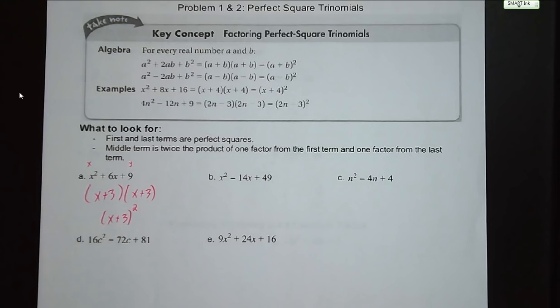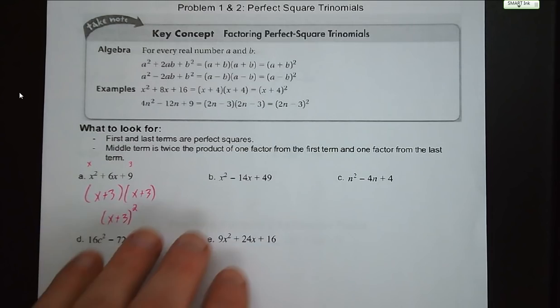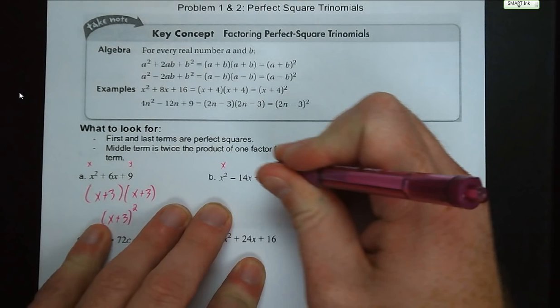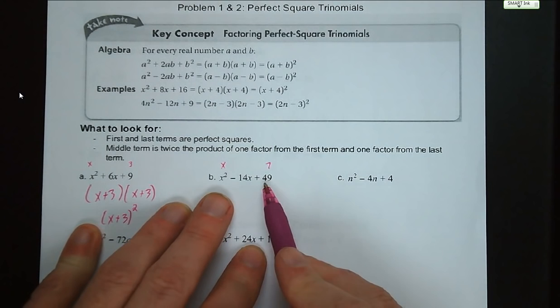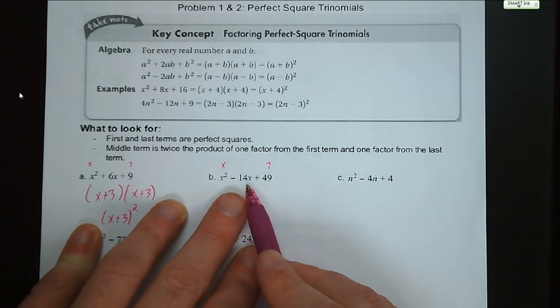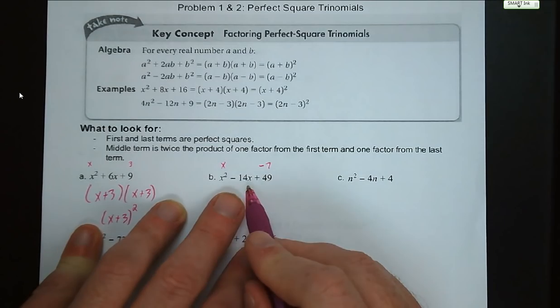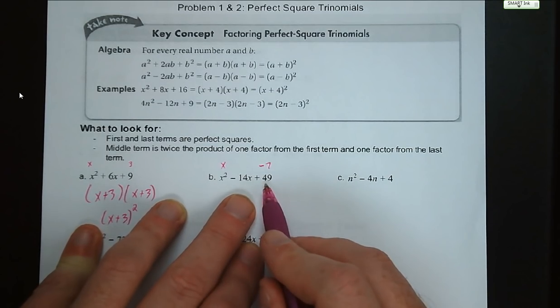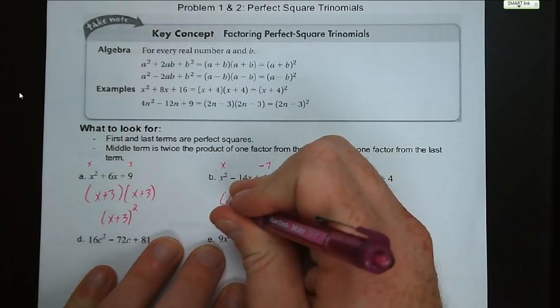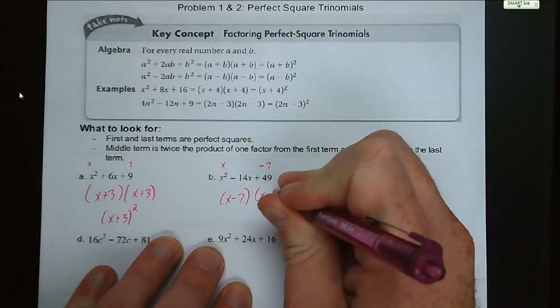All right. So next up, letter B. We have x squared minus 14x plus 49. Is x squared a perfect square? Yes, it is. Is 49 a perfect square? Yes, it is. So we have an x and a 7. Those are our two square roots there. And is our middle term twice the product of them? Well, 7x times 2 is 14x. Oh, so maybe we have a negative sign here because we have a negative b and a positive final term. So we've got x minus 7 times x minus 7. Okay.